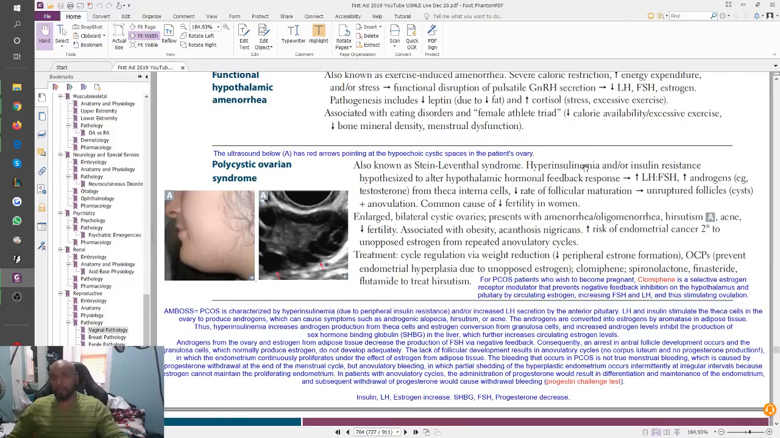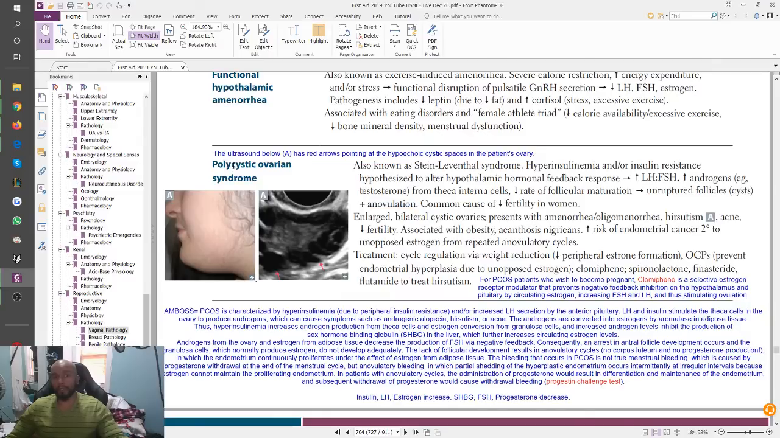So because of the hyperinsulinemia, somehow that is going to mess up your hypothalamic gonadal axis, and you're going to have a high LH to FSH ratio, which means your LH is going to be much higher than your FSH. You're also going to have high androgens, like testosterone, from the theca interna cells, and a decreased rate of follicular maturation because you don't have enough FSH. This leads to unruptured follicles, right? A lot of follicles that now are going to become cysts. And if they're not actually going to be real follicles, they're not going to ovulate. So you're going to have cysts and anovulation.